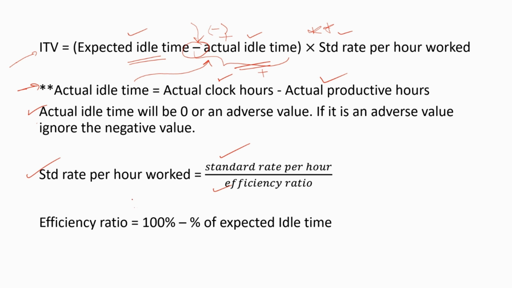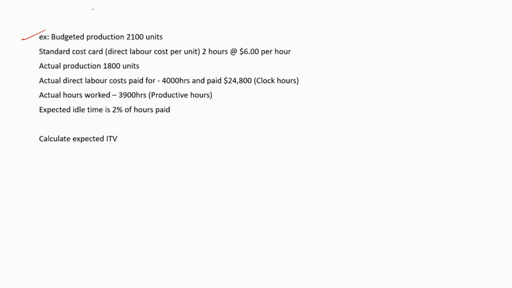How can we calculate this efficiency ratio? This is equal to 100% minus the percentage of expected idle time. Now let's do this example. As you now know, we do not consider the budgeted production units. Calculate the expected idle time variance, which is equal to expected idle time minus actual idle time, multiplied by standard rate per hour worked.